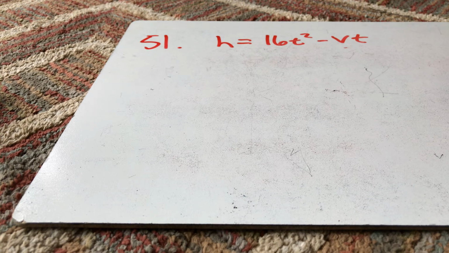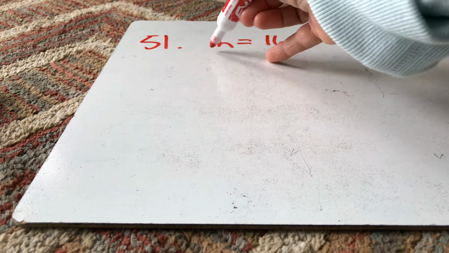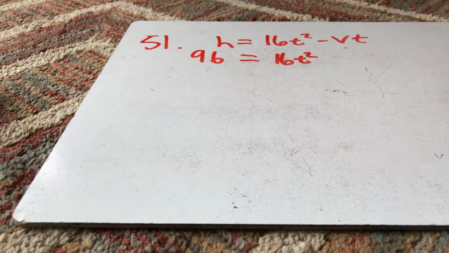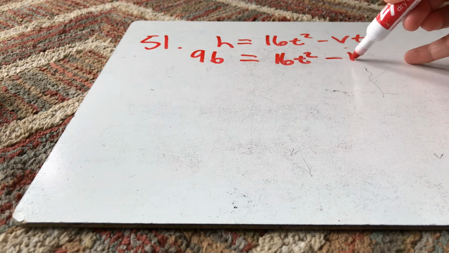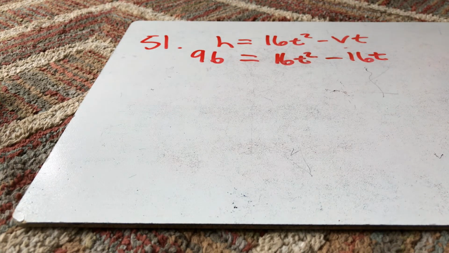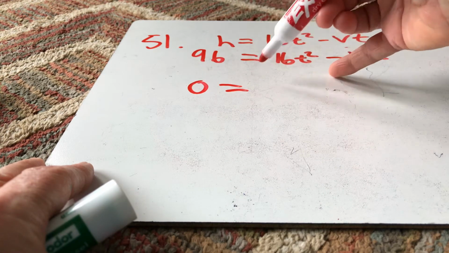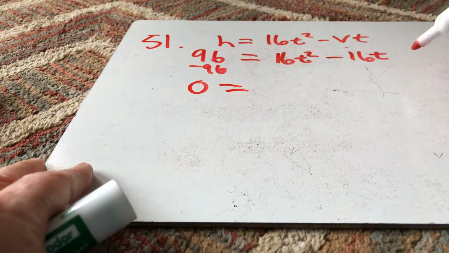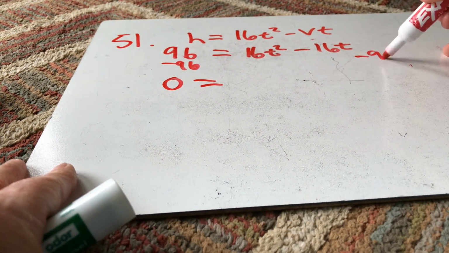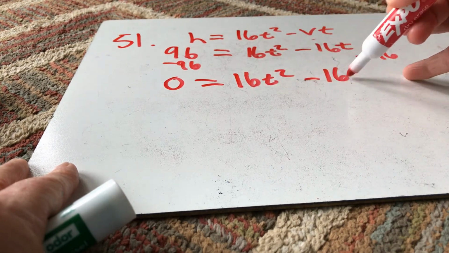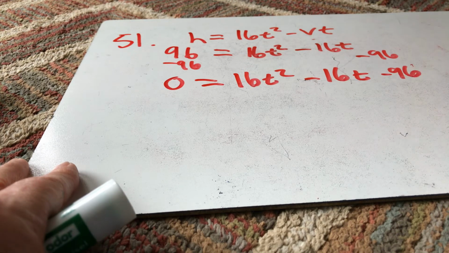So on Earth, you toss a tennis ball from a height of 96 feet. That means this is your 96 feet, with a velocity of 16 feet per second. So this v is going to change to 16. And we're supposed to solve it for the amount of time. So I have to subtract the 96 because solving means you got to get it equal to 0. So subtract the 96 on both sides. So I have 16t squared minus 16t minus 96.